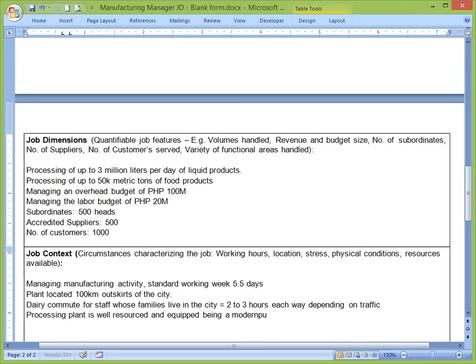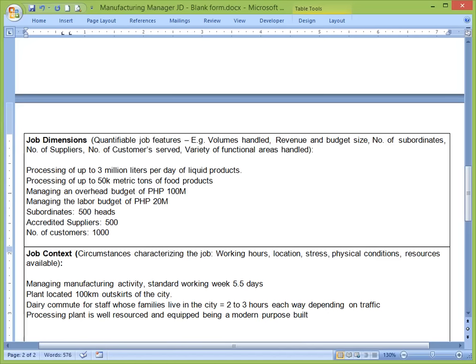Okay, I will say purpose built, right? It becomes one word, the modern and purpose. Okay, purpose spelled. Plant. You don't have to say this because you already said it in the beginning. Processing plant is well resourced and equipped, being a modern purpose built.